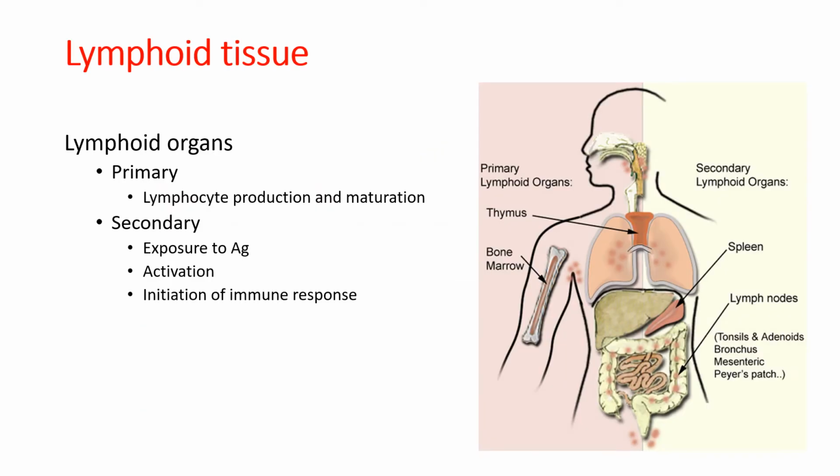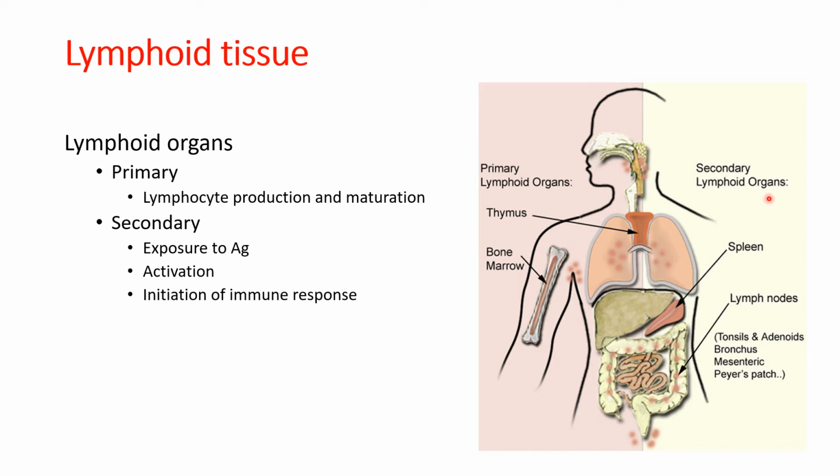Coming to the next component of the lymphoid tissue, that is the lymphoid organs. They can be classified into primary lymphoid organs and secondary lymphoid organs. Primary lymphoid organs in the human body are the thymus and the bone marrow. These are the sites where lymphocytes are actually produced and they undergo maturation so that they become capable of recognizing antigens.